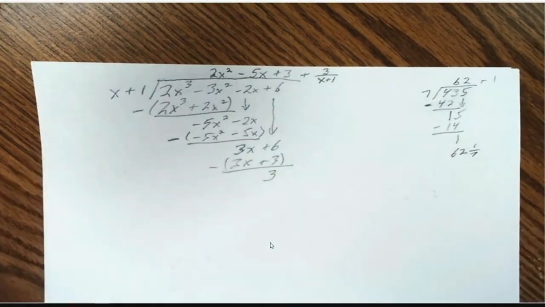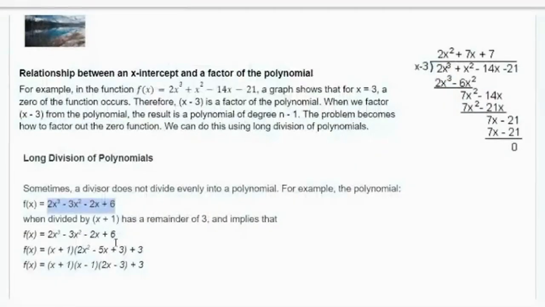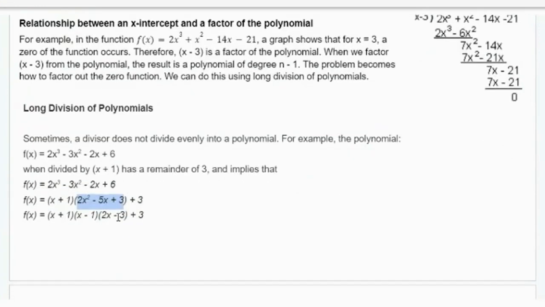So that's how long division works. If we look back at our problem, we see they got x plus 1 equals 2x squared minus 5x plus 3 plus a remainder of 3. And then they went ahead and, since this is a quadratic, they factor it again. And it factors to x minus 1, 2x minus 3 plus 3. So if we're taking factoring to its fullest form, the first thing we can do is pull out one factor to get it to a quadratic, and then factor the quadratic, which they did right here.